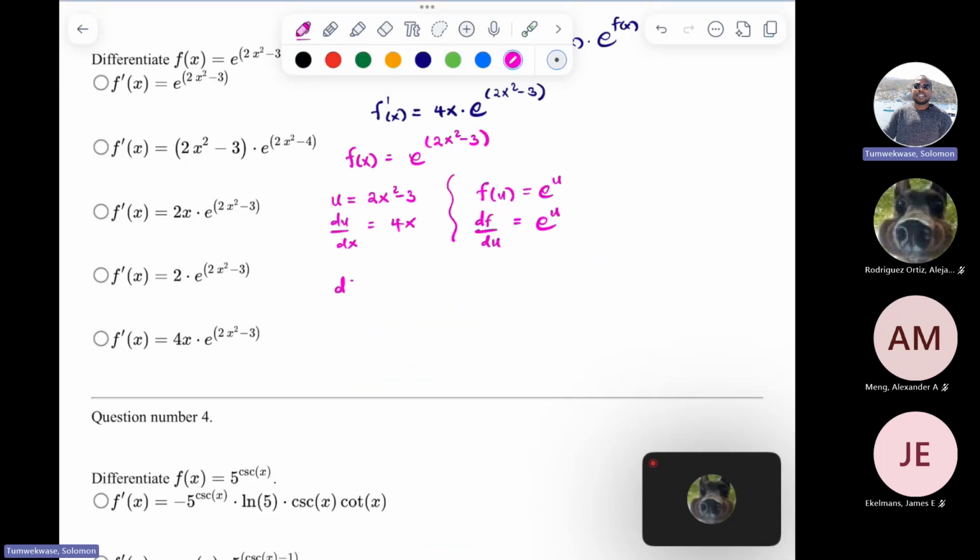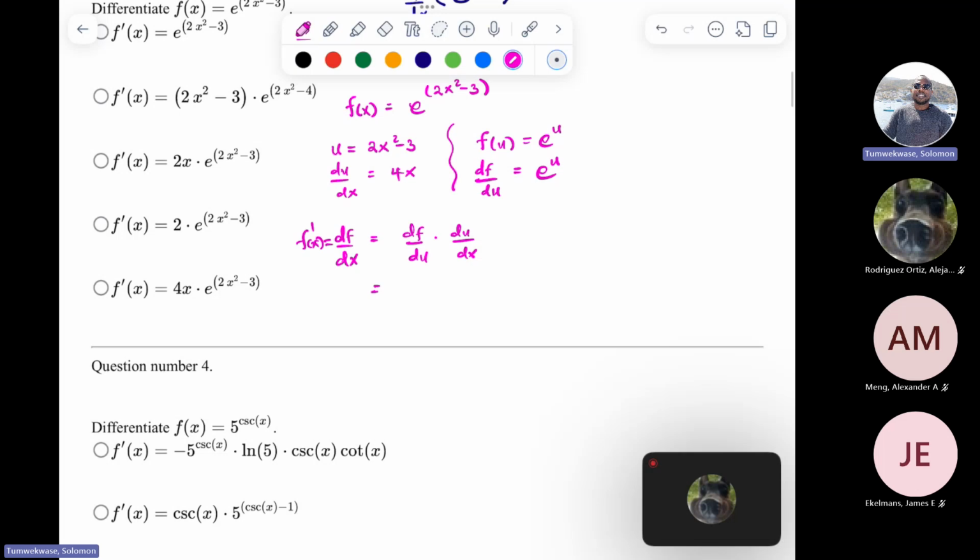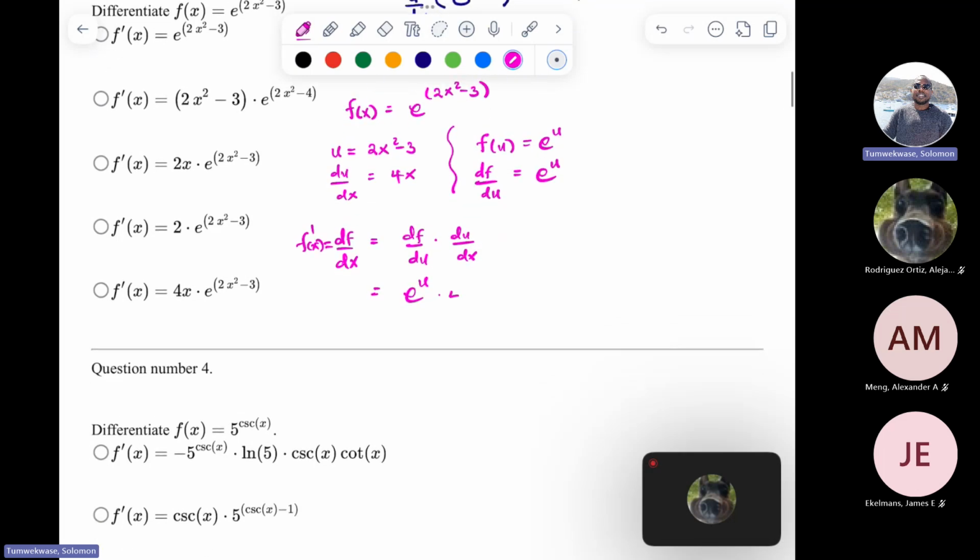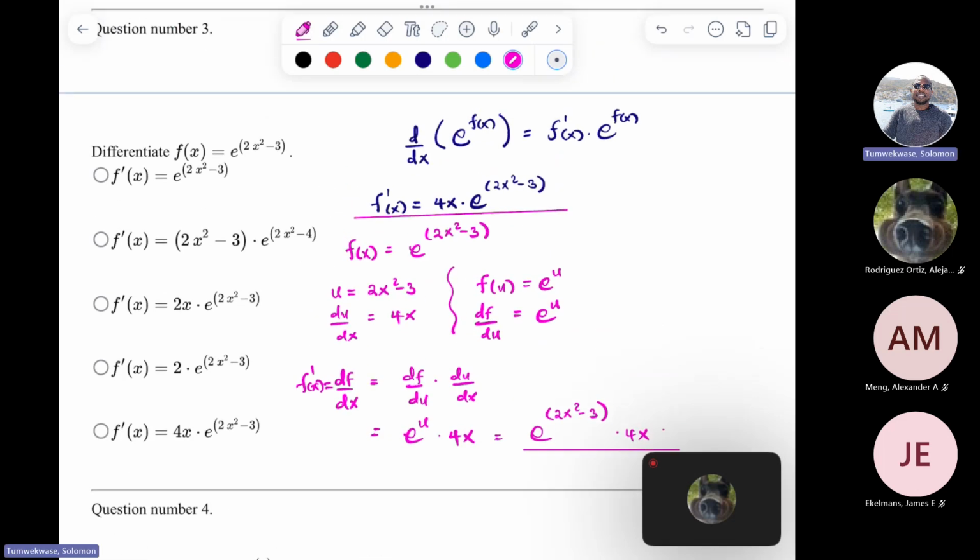Now by chain rule, df dx, which is the same as f prime of x, is the same as df du, then times du dx. And this is e to the u, then times du dx, which is 4x. I substitute u in terms of x, and this is e to the 2x squared minus 3, then times 4x, which is basically the same thing there.